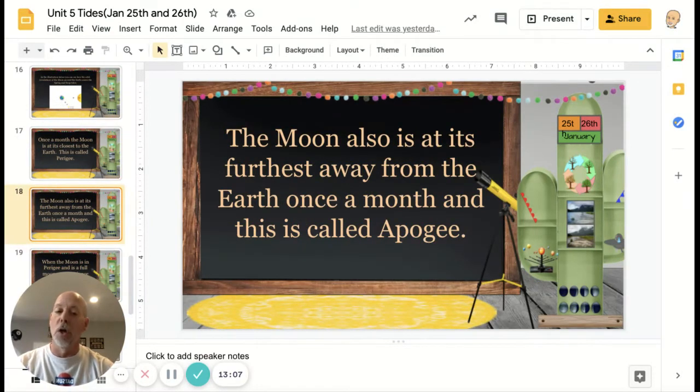Conversely, the moon also is at its furthest away from the Earth once a month, and this is called apogee. So apogee is further away. So do you think this is going to be a really strong tide or maybe a little bit weaker tide than the one created by perigee when it's closest?